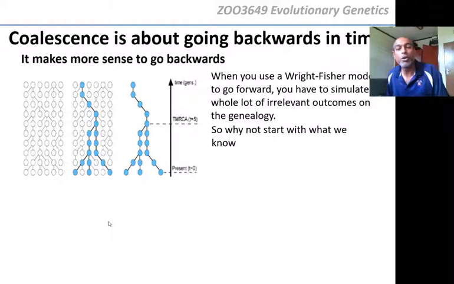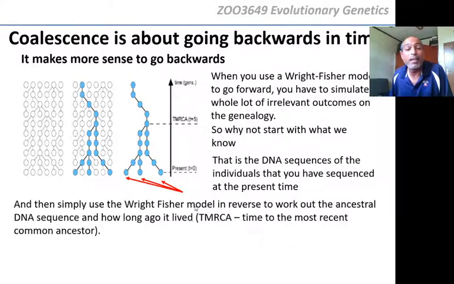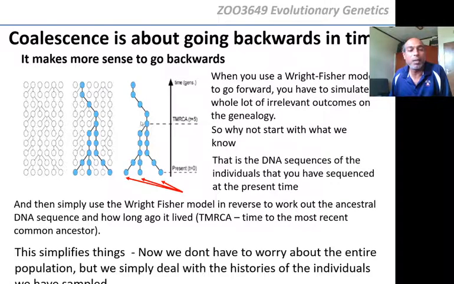Okay? So we start with what we know, that is here, where the arrows are, the DNA sequences of individuals that you have sequenced today, in the present, at time 0. And then we simply use the Wright-Fisher model in reverse. We put the Wright-Fisher into reverse gear. Like you're driving a car, going forward? No, you put the Wright-Fisher into reverse and you go backwards and you work out what was the ancestral DNA sequence and how long ago in time, in generations, did it exist. Okay, when was the common ancestor alive? How long ago did the common ancestor live?